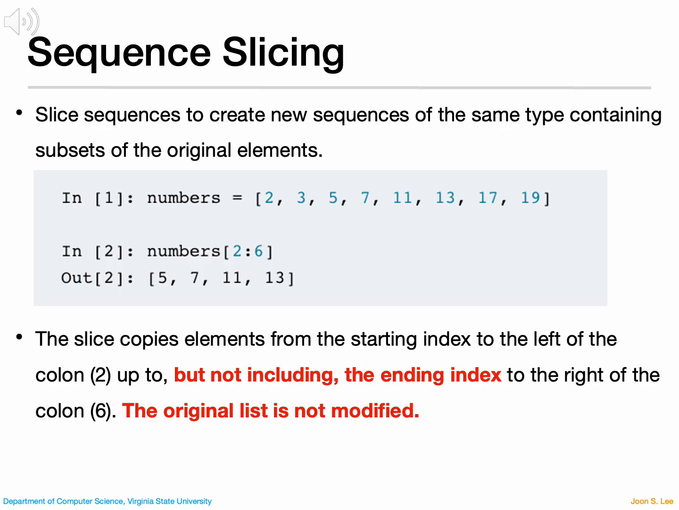So Python returns the elements at indices 2, 3, 4, and 5, which gives us 5, 7, 11, and 13. A key point to remember is that slicing includes the start index, but excludes the end index, and it always creates a new sequence without modifying the original list.